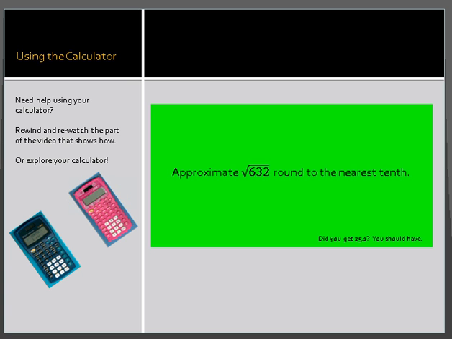Ladies and gentlemen, I'm going to tell you, use your calculator. If you need to go back and rewatch that section previously, please do. But using your calculator, approximate the square root of 632, rounding it to the nearest tenth. Think about what I meant by the nearest tenth. If you look down the bottom right-hand corner, you're going to see the answer. Did you get that answer?